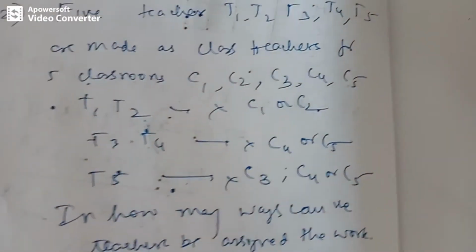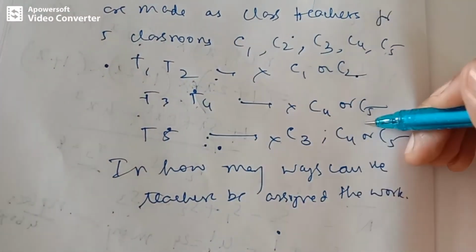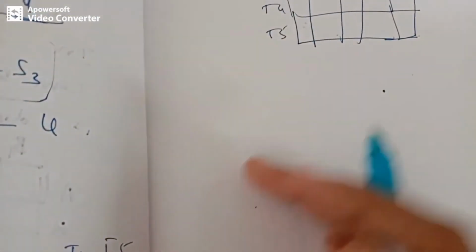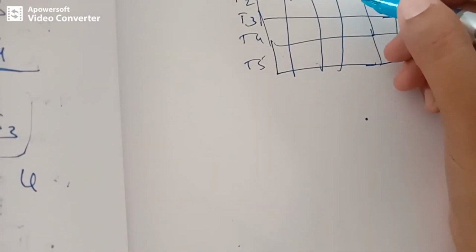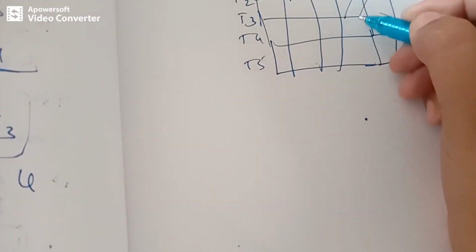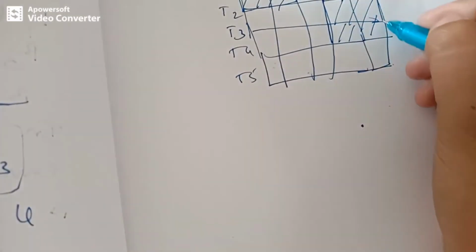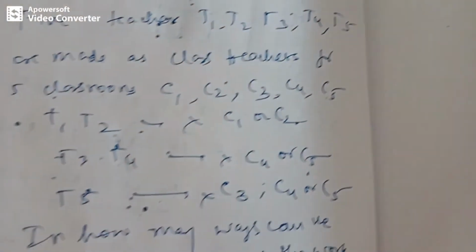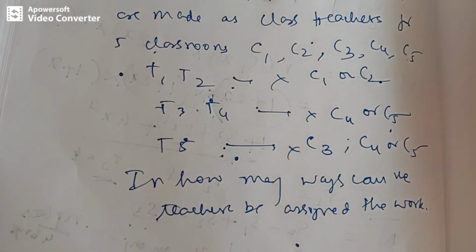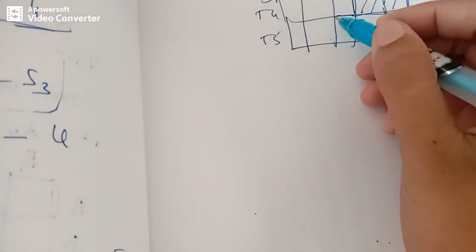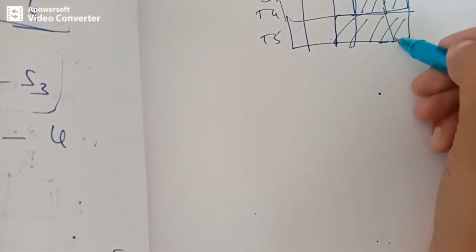Okay, and T3 and T4 do not wish to become class teachers for C4 or C5. And the last is T5, who does not wish to become class teacher for C3, C4 and C5. That is for all the 3 classrooms.